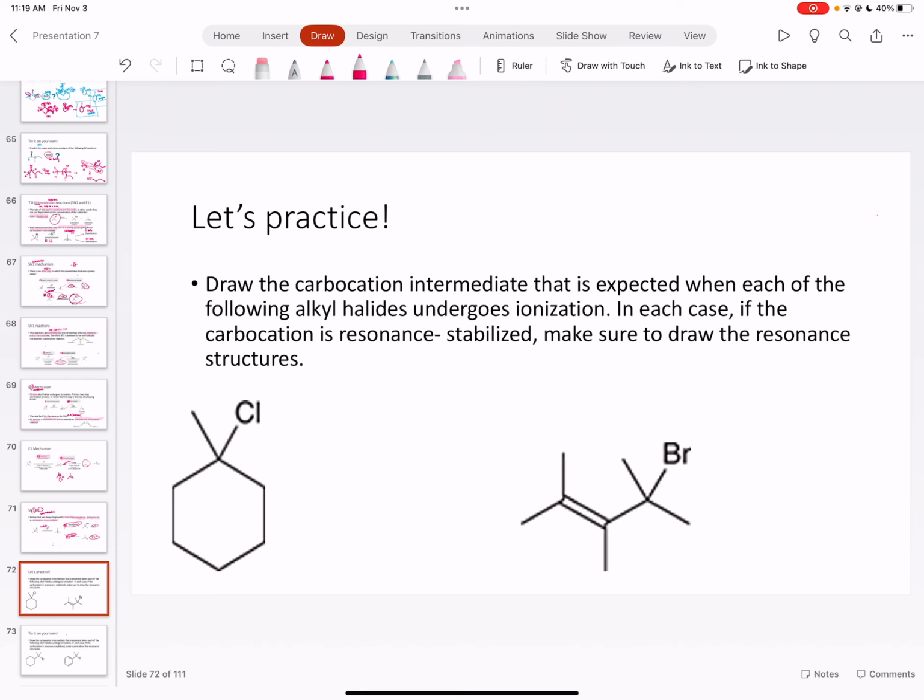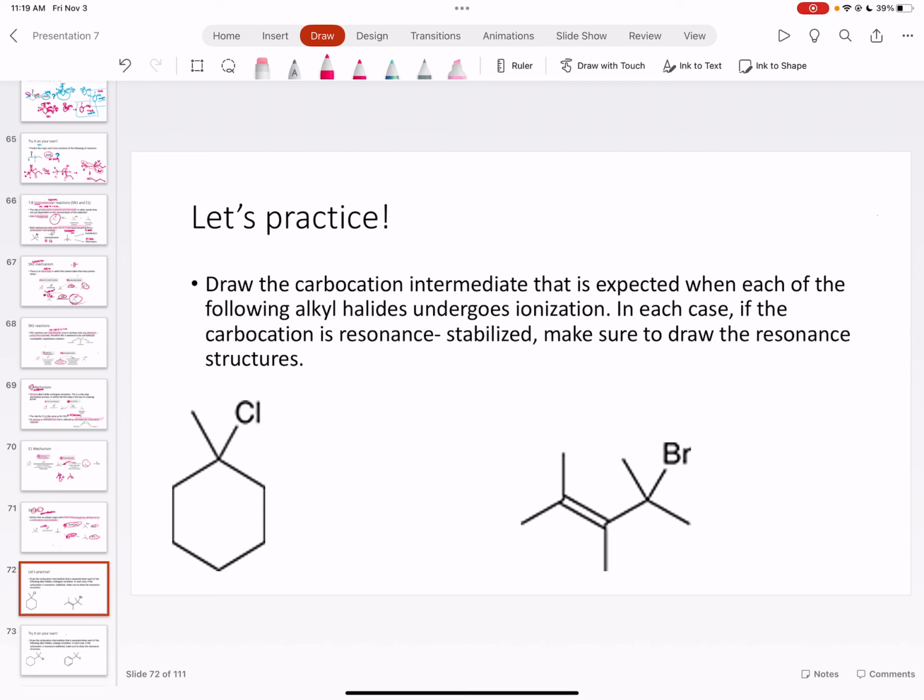So let's practice. Draw the carbocation intermediate that is expected when each of the following alkyl halides undergoes ionization. In each case, if the carbocation is resonance stabilized, make sure to draw the resonance structures. So in other words, we're going to try to get our carbocation intermediate.